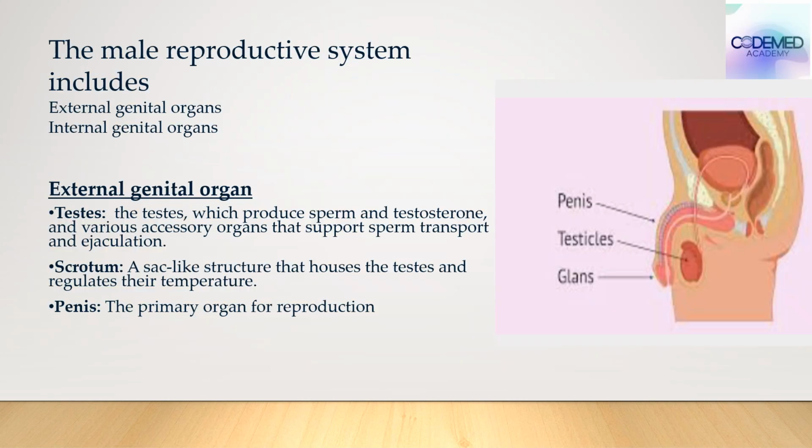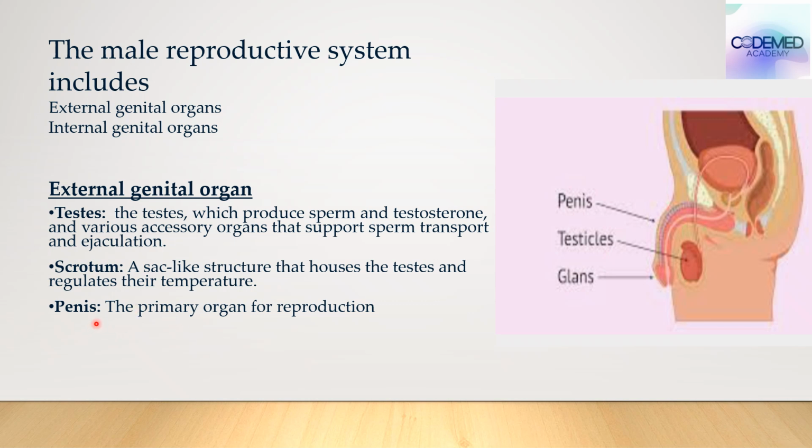Now, if you see the male reproductive system, it is divided into the external genital organ and internal genital organ. I have decided to include some slides of anatomy that will help you to strengthen your anatomy section also. Now, the external genital organ has testes. These are two in number, which produce sperms and testosterone, and they are situated in a sac-like structure called the scrotum, and it regulates their temperature.